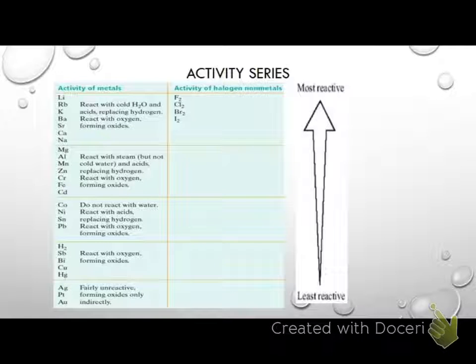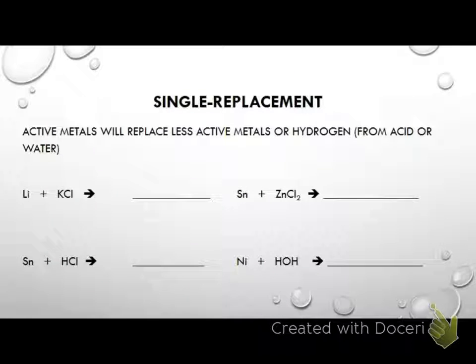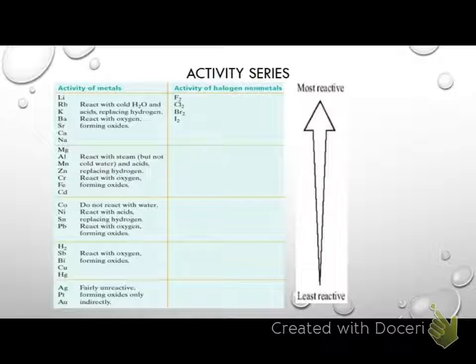So you have this in your notes. Also, you will get a separate copy of this, or you should, so that you don't have to keep flipping back to your notes. But the way the activity series works, if you look at this arrow over here, is, sorry, I hate that when it does that. It's my bad. So if you notice right here, the arrow, it means the most reactive is at the top and the least reactive is at the bottom.